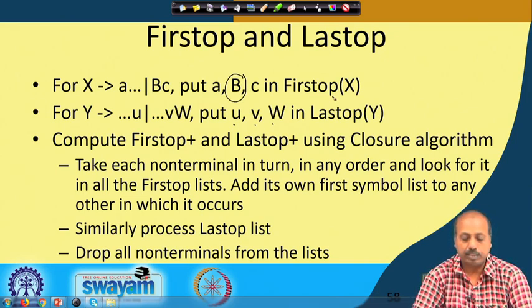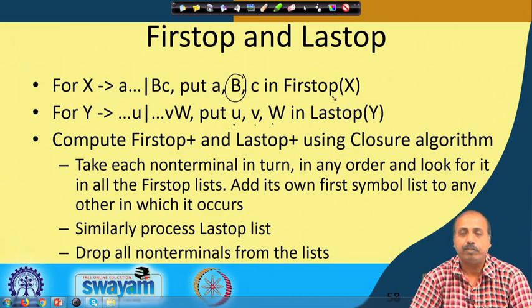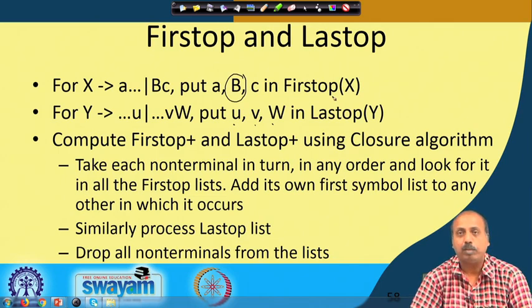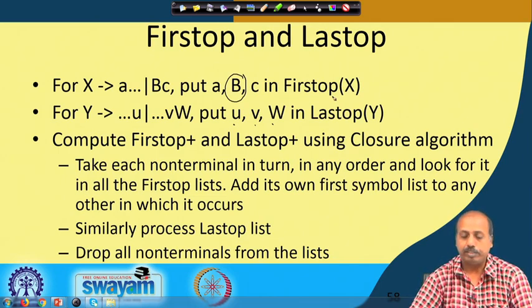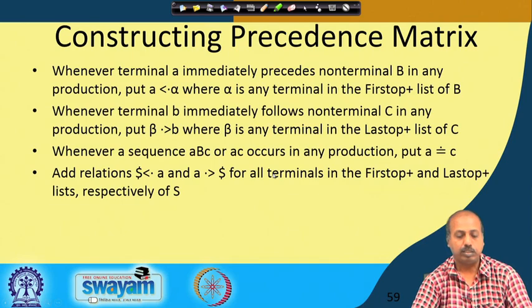That will give us last of plus, and then from these two lists we drop all the non terminal symbols, because by the definition of first of plus and last of plus, non terminal symbols will not be there, only terminals. So, we drop all the non terminal symbols from there. Let us take an example and see how this happens.